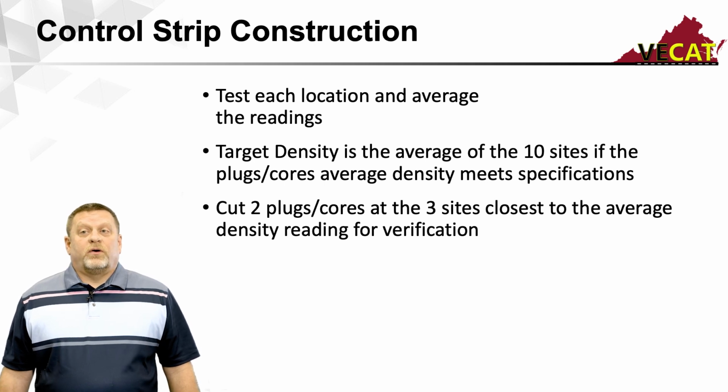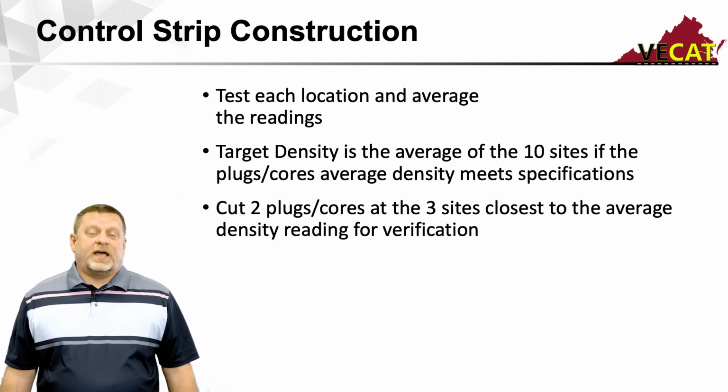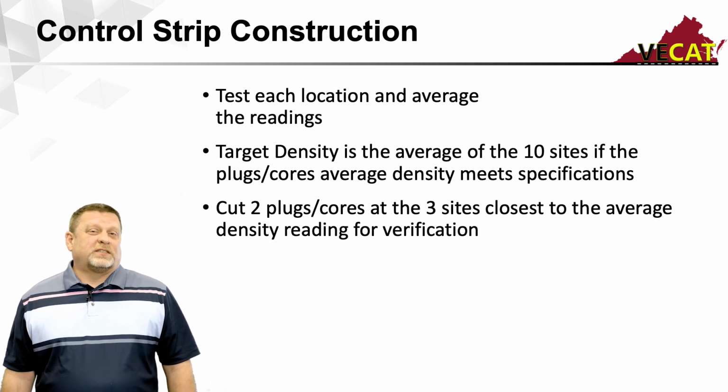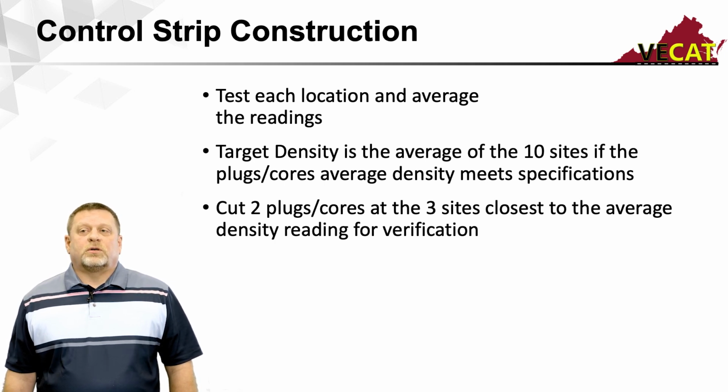Once we've tested all the locations, we'll determine our average. Once we've got our average of the 10 sites, we are going to take our plugs, or cores. Typically what is taken is 2 plugs per site. The difference in a plug and a core: a plug is the square cut specimen. A core is drilled out of the pavement and it's round. That's the difference in the two. But for this control strip, we're going to be testing the sites that are closest to the average.